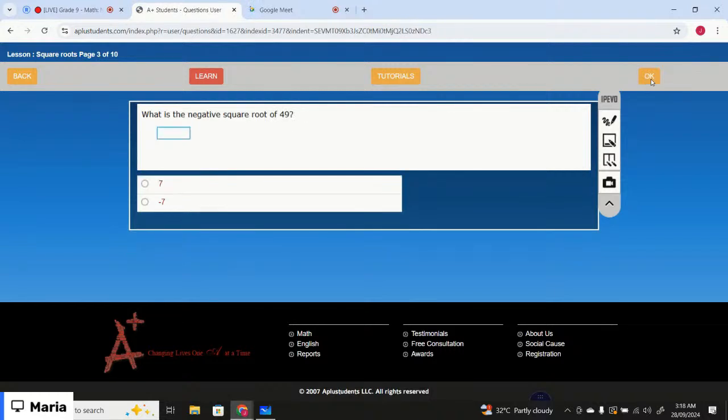What is the negative square root of 49? So which is the correct option? Whenever you have a negative number involved, right? Evaluate the question without the negative sign. So square root 49 is 7, but that is negative square root. So put the negative sign. So the correct option is option number 2.